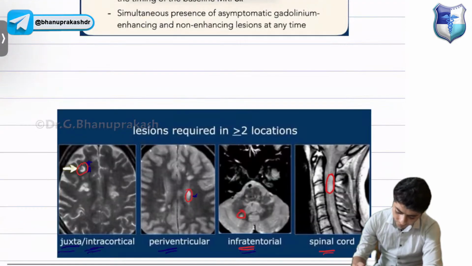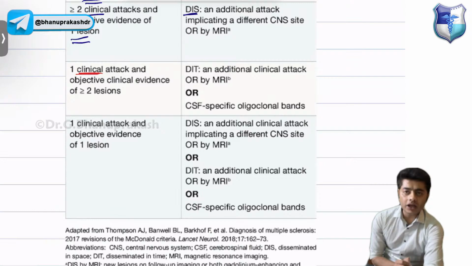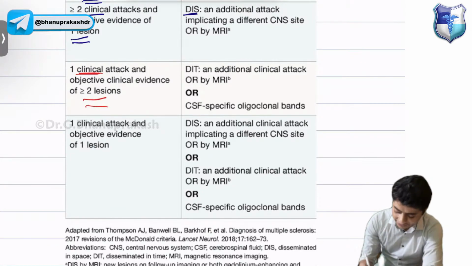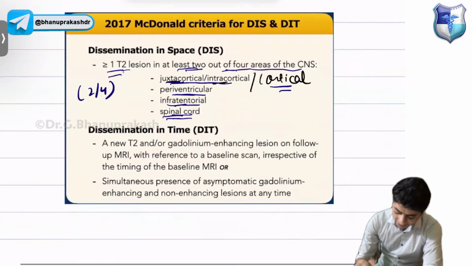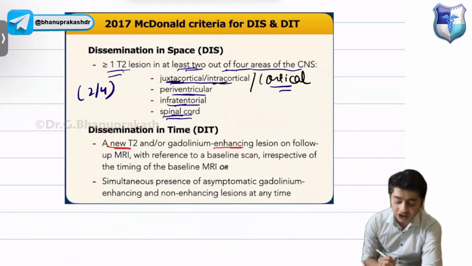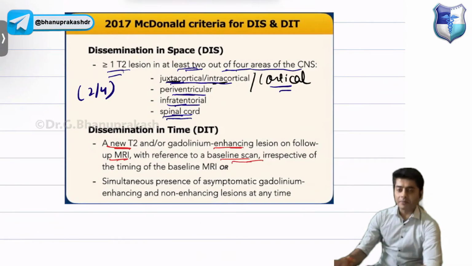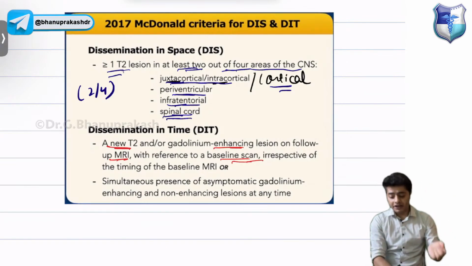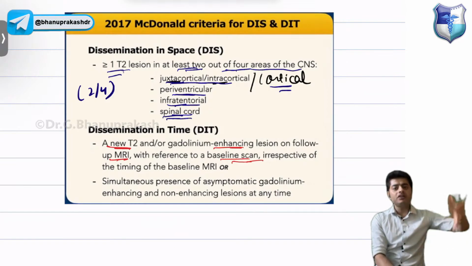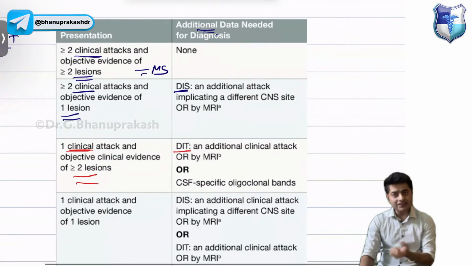Juxtacortical. Okay. Now suppose there is only one clinical attack, but two lesions, then we need an additional criterion, that is DIT, disseminated in time. And what is disseminated in time? It is a new T2 or enhancing lesion on MRI compared with the baseline scan. Suppose you are doing a scan today, so after 2 months there should be a new lesion. Then we call this dissemination in time, or a new attack. So we need an additional criterion in this type of condition.